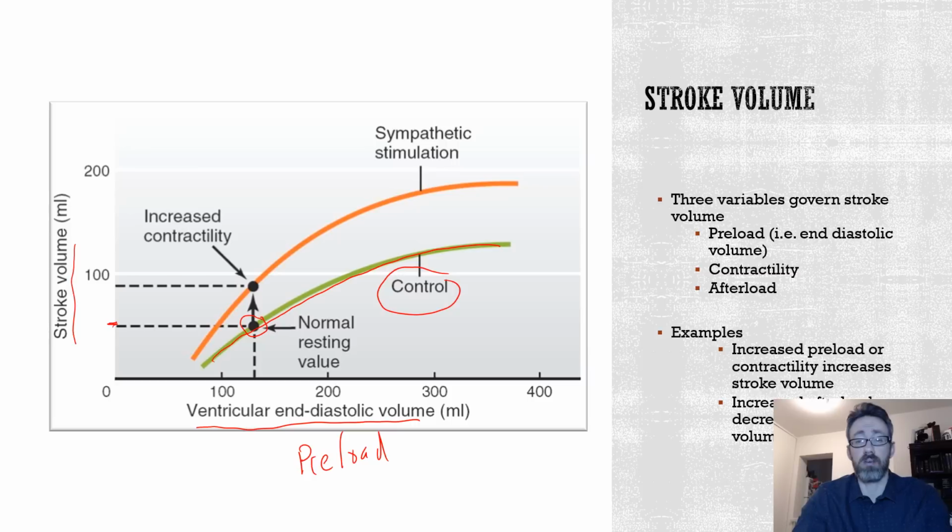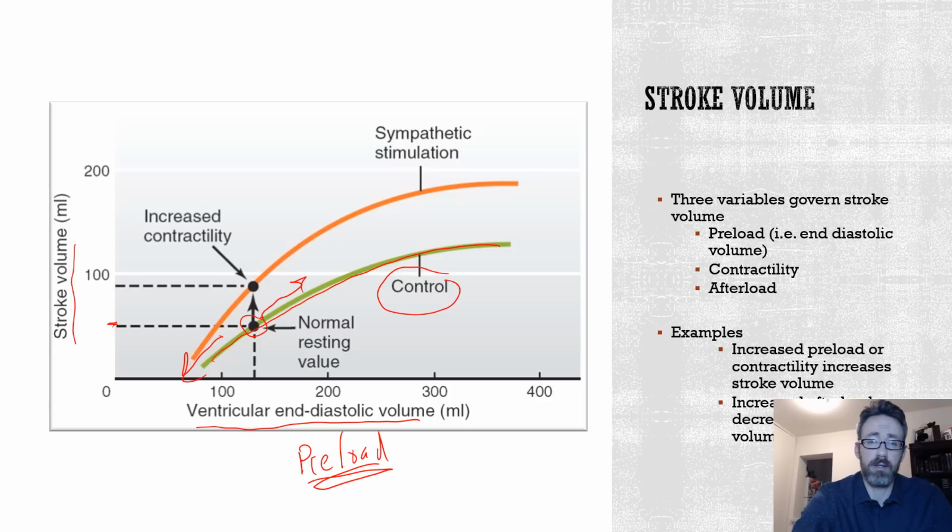And if we increase venous return, we would go up this way on the curve because we are increasing our preload, and we'd end up with a larger stroke volume. If we decrease venous return, we'd go this way down the curve because we're decreasing our preload, or our end diastolic volume. So therefore, the stroke volume would go down accordingly.